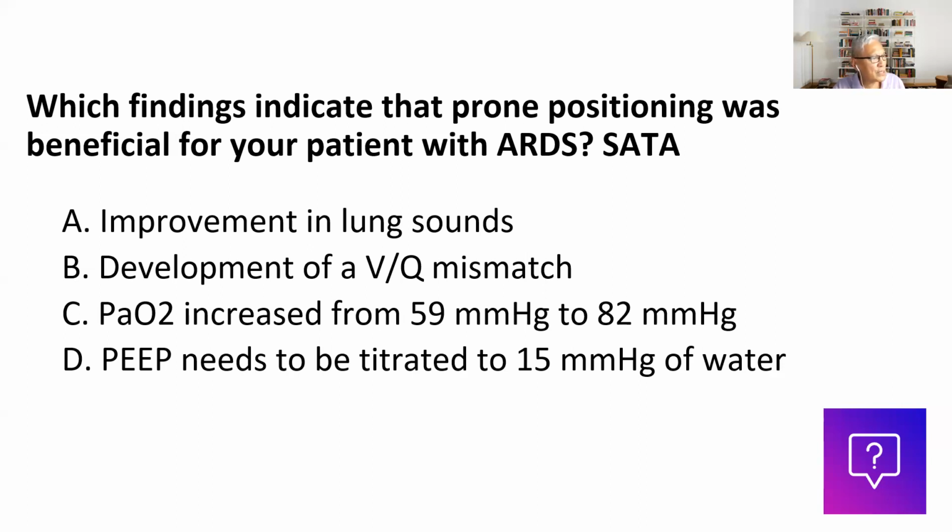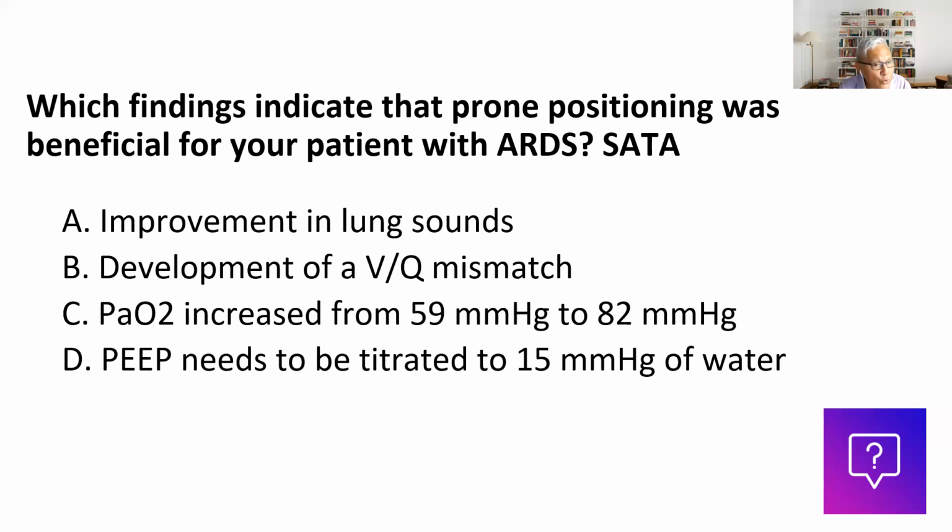So which findings indicate that the prone positioning was beneficial for your patient with ARDS? All right. So if there is going to be improvement, should the lung sounds improve? And the answer to that is yes, right? Development of a VQ mismatch, meaning ventilation perfusion is going to be mismatched, that's going to be bad. That means it's worsening. So that would not be correct. So A is correct, B is incorrect, and letter C is going to be a positive finding.